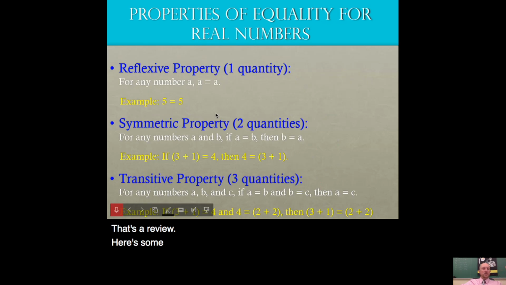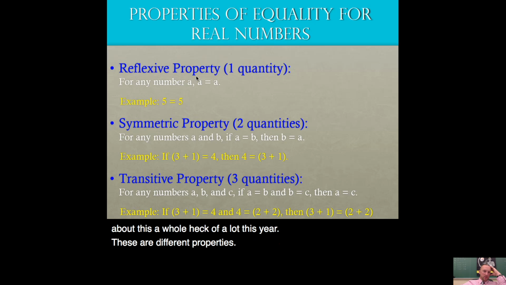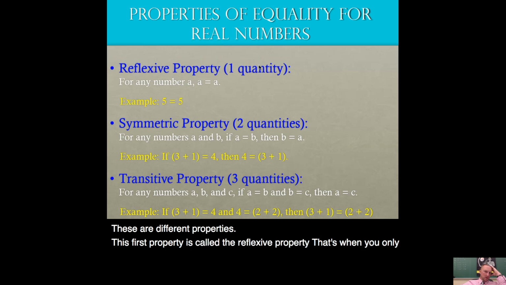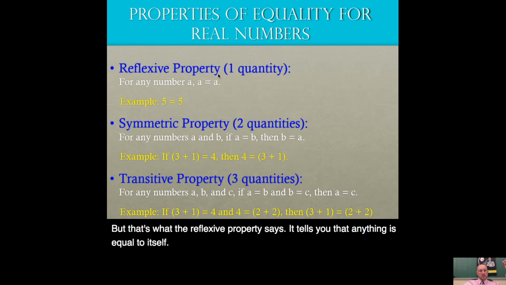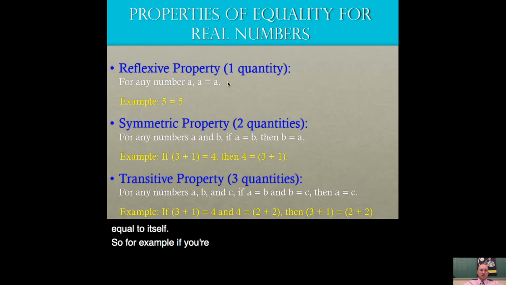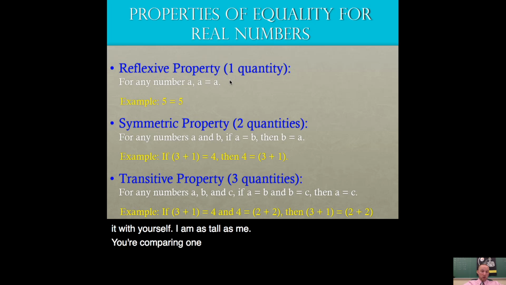Here's some stuff that probably isn't a review, but we're going to talk about this a whole heck of a lot this year. These are different properties. This first property is called the reflexive property. That's when you only have one quantity. If you compare a number with itself, for example, A equals A. That might sound silly, but that's what the reflexive property says. It tells you that anything is equal to itself. So for example, if you're comparing your height, you would compare it with yourself. I am as tall as me. You're comparing one thing, you're comparing you with yourself. There's only one quantity there.